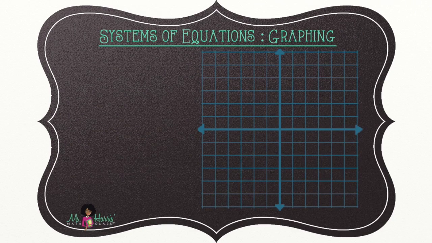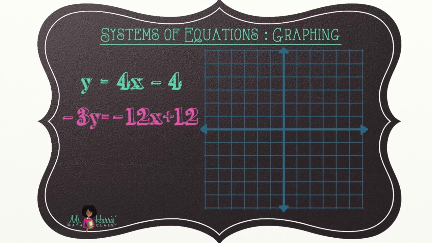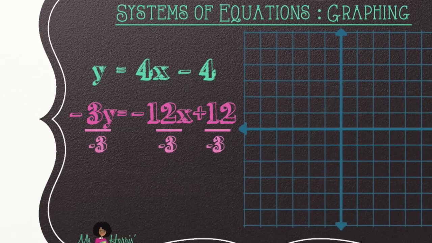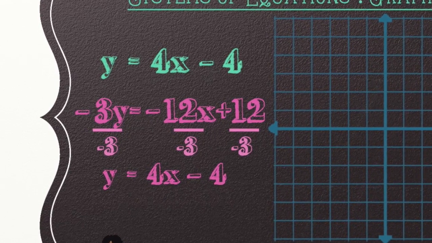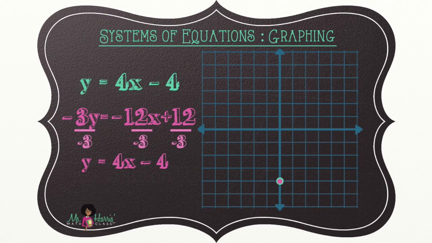For our last problem, we will solve the system y equals 4x minus 4 and negative 3y equals negative 12x plus 12. Let's put that second equation in slope-intercept form by dividing both sides by negative 3, giving us y equals 4x minus 4. Looks like we have the same equation. Let's graph it. Y equals 4x minus 4. We begin with our intercept, (0, negative 4), and go up 4, right 1 to plot the remaining points.